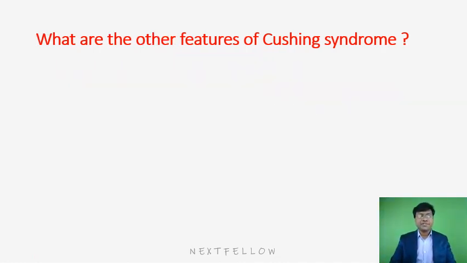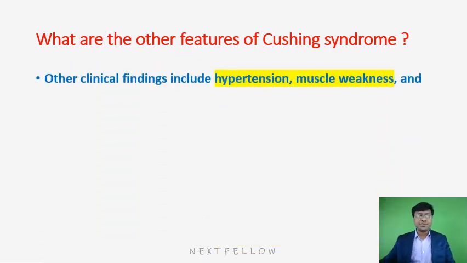Then what are the other features apart from the weight gain and redistribution of the fat? The other features include hypertension, because in Cushing's there is excessive steroids. These increased steroids will increase the sensitivity of catecholamines on the blood vessels, and thereby the individual will develop hypertension. And they will have proximal muscle weakness.